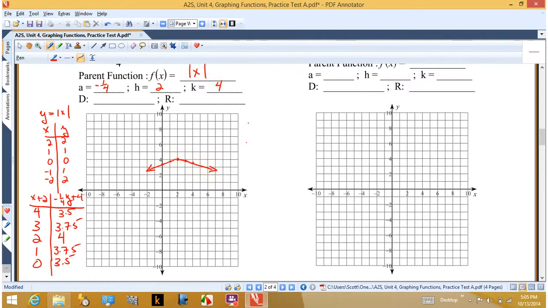Let's find the domain. See, the arrows are going out both directions, so the domain is x is equal to all reals. The range is going to be all values that are going down from the value here where y is equal to 4. So the range is y is less than or equal to 4. Let's do the next problem.